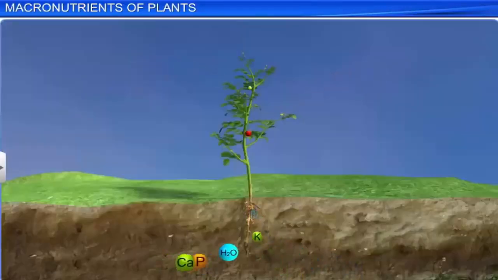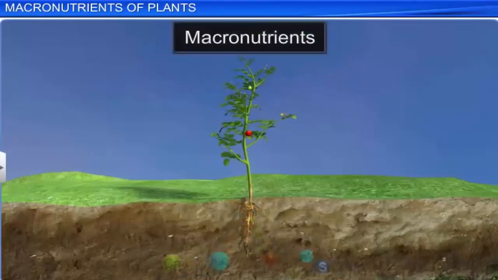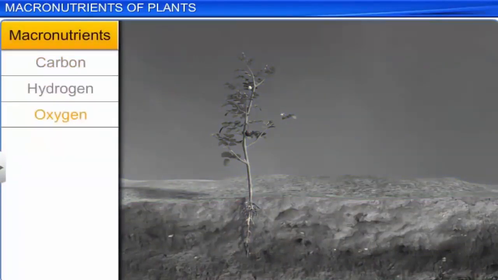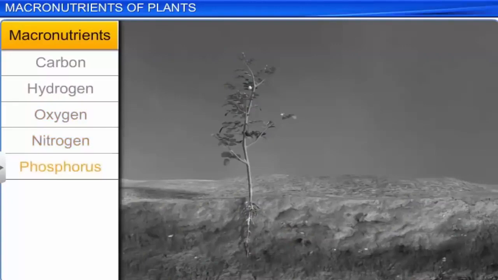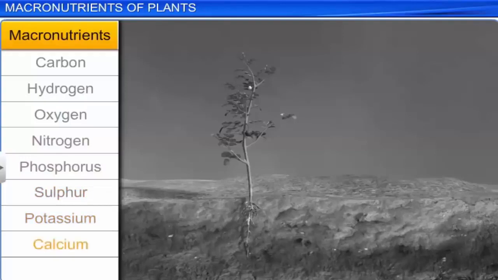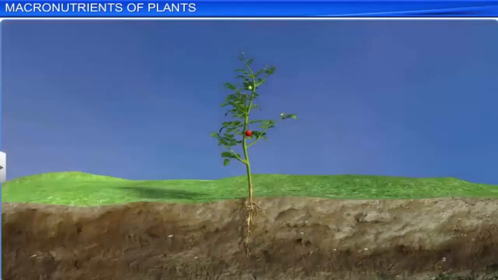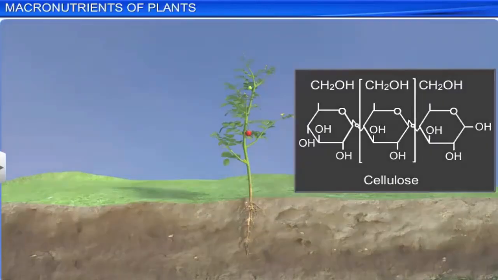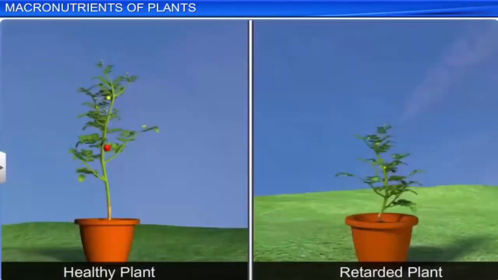The elements that are required by plants in large amounts are called macronutrients. Examples are carbon, hydrogen, oxygen, nitrogen, phosphorus, sulfur, potassium, calcium, and magnesium. They are used as building blocks, and their unavailability leads to retarded development of the plant.